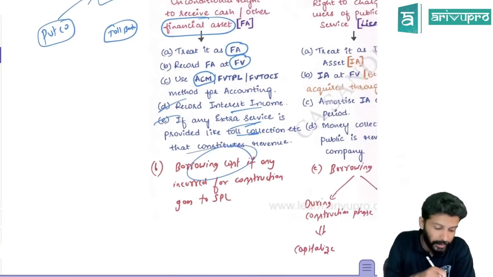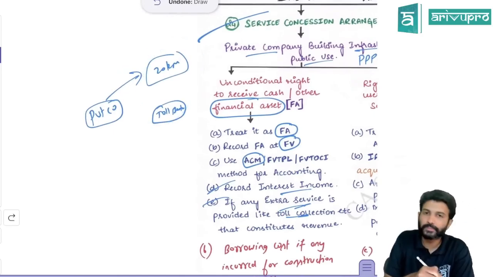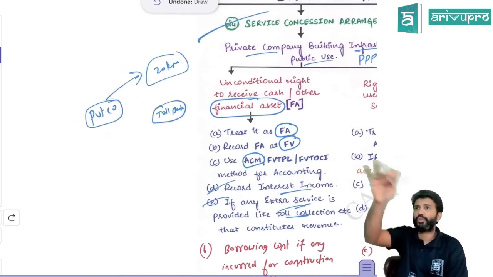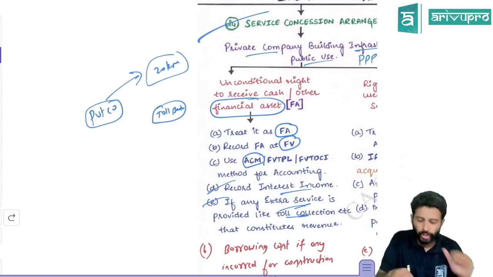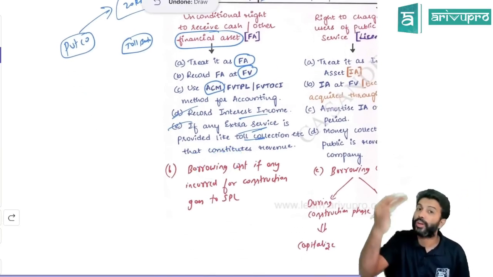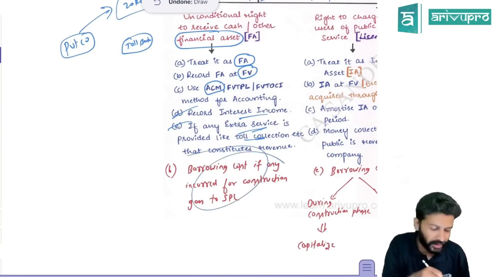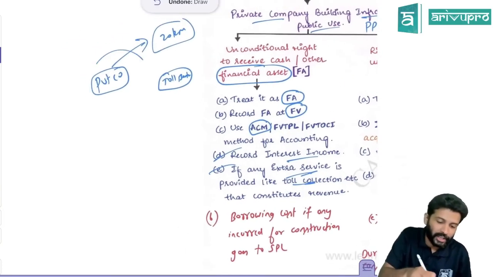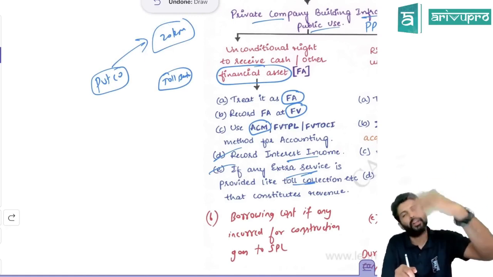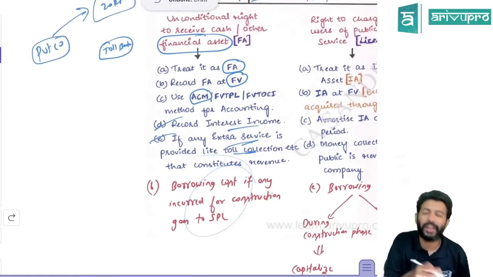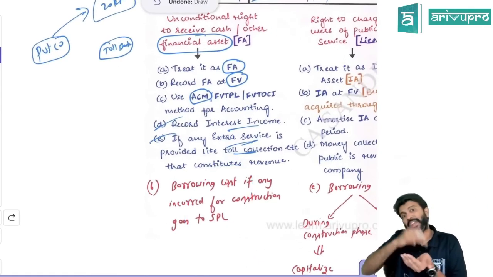Sir, what if you have incurred any borrowing cost to construct this highway? Does this highway belong to the private company? Can the private company show this highway as an asset in their books? No, this asset belongs to the government. So if you have incurred any borrowing cost, you cannot capitalize it. If a private company has taken a loan to construct this highway, on the loan they will incur borrowing cost like interest, and the interest cost will be transferred off to P&L.